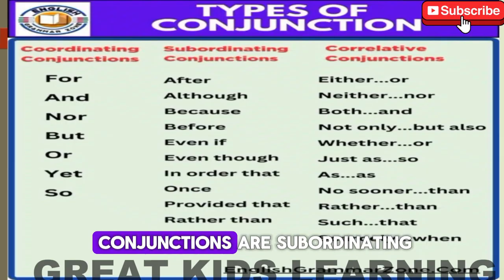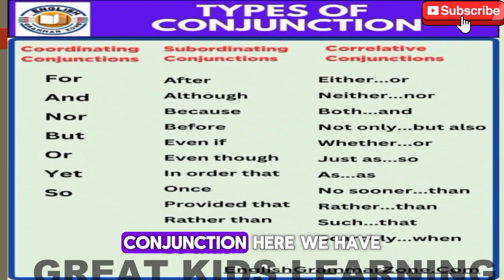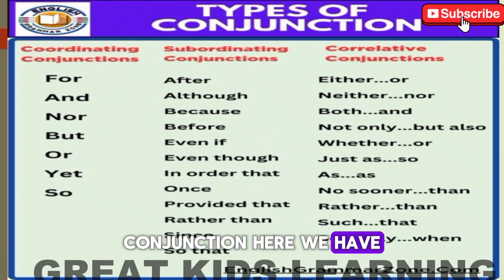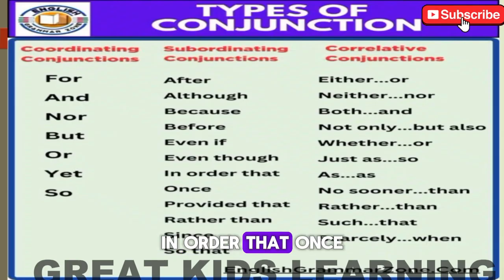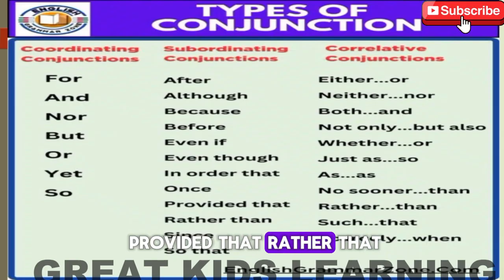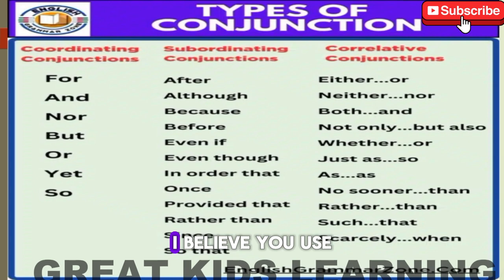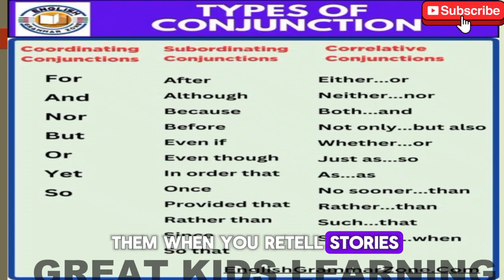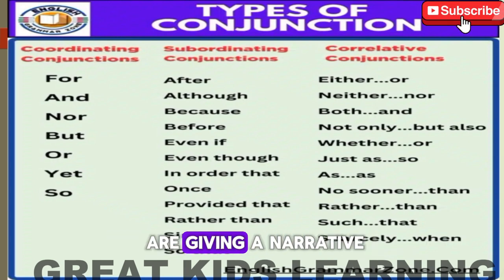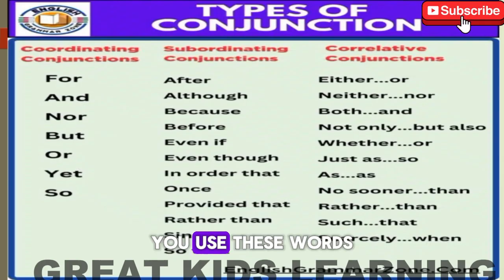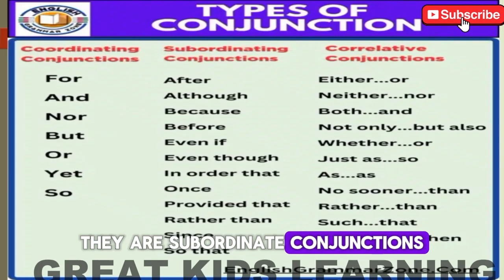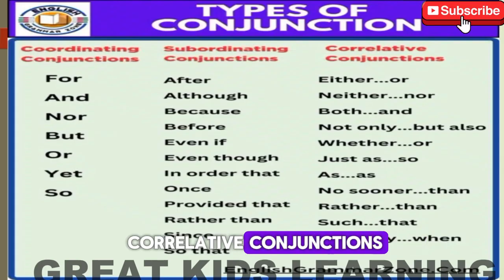Then other types of conjunction, such as subordinating conjunctions. Here we have after, although, because, before, even if, even though, in order that, once, provided that, rather than. Can you see all of this? I believe you use them when you retell stories, or you are giving a narrative, or you are talking about yourself. You use these words, isn't it? They are subordinating conjunctions.